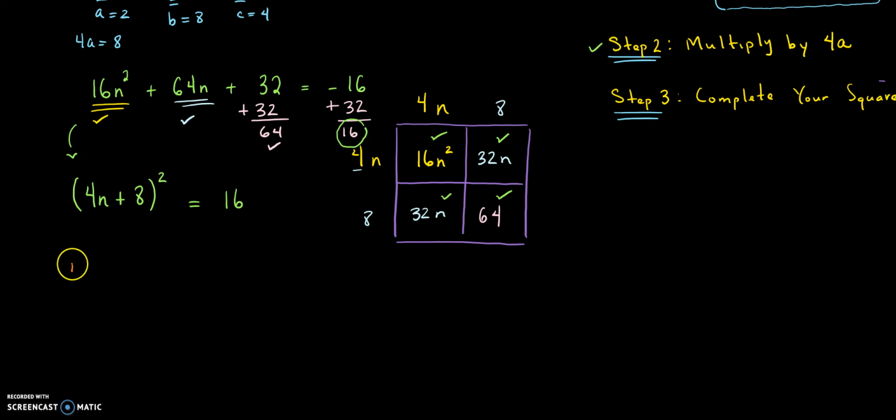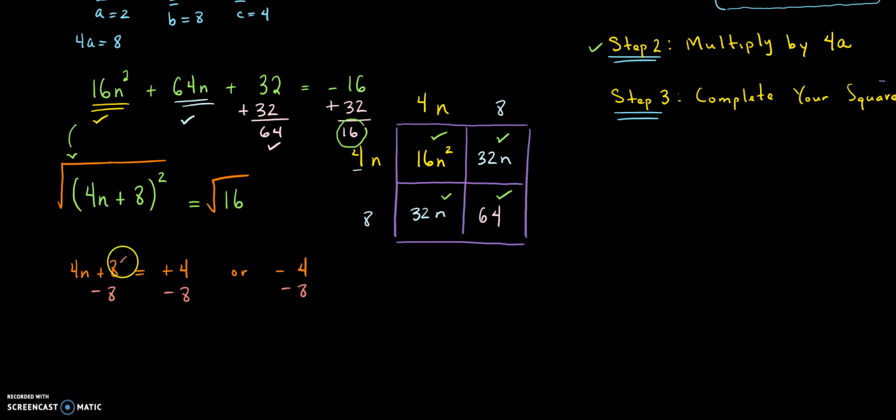So again, this is just going to be 4n plus 8. Remember, we take the square root of both sides. So this is going to be 4n plus 8 is equal to positive 4, or negative 4. Those are the two solutions there. Now let's just solve for n. If I want to solve for n, I'm going to take away 8 on both sides. So there we go.